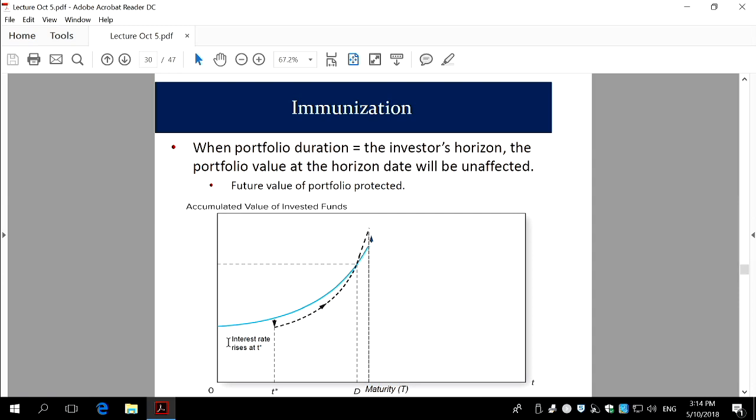Suppose the interest rate, not drop, sorry about that, rises a little bit. When interest rates rise, then today's price drops, right? The price is negatively dependent on interest rate. So if today interest rates rise a little bit, then your price drops. So that's the price change.